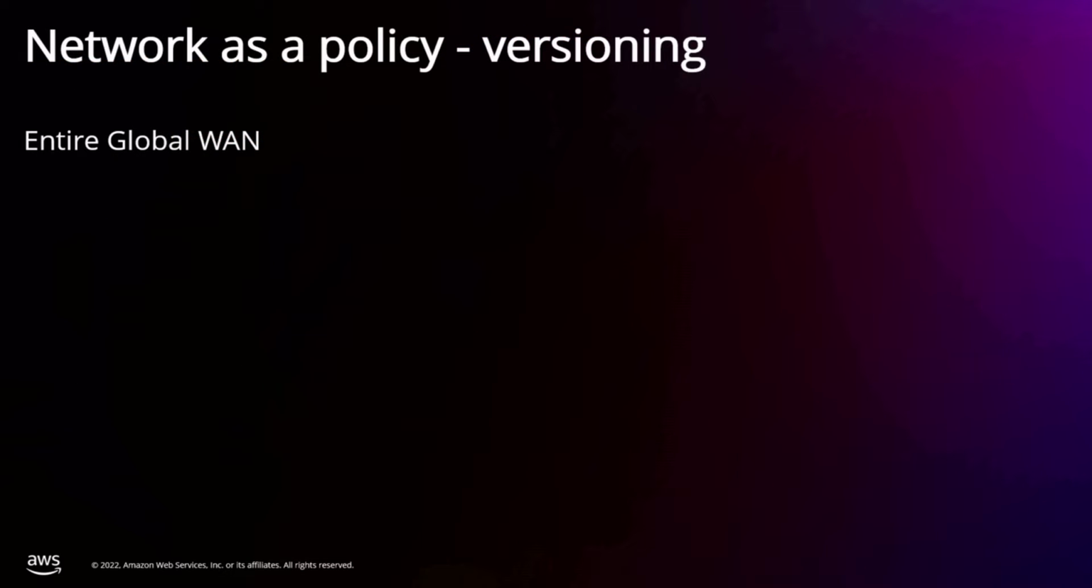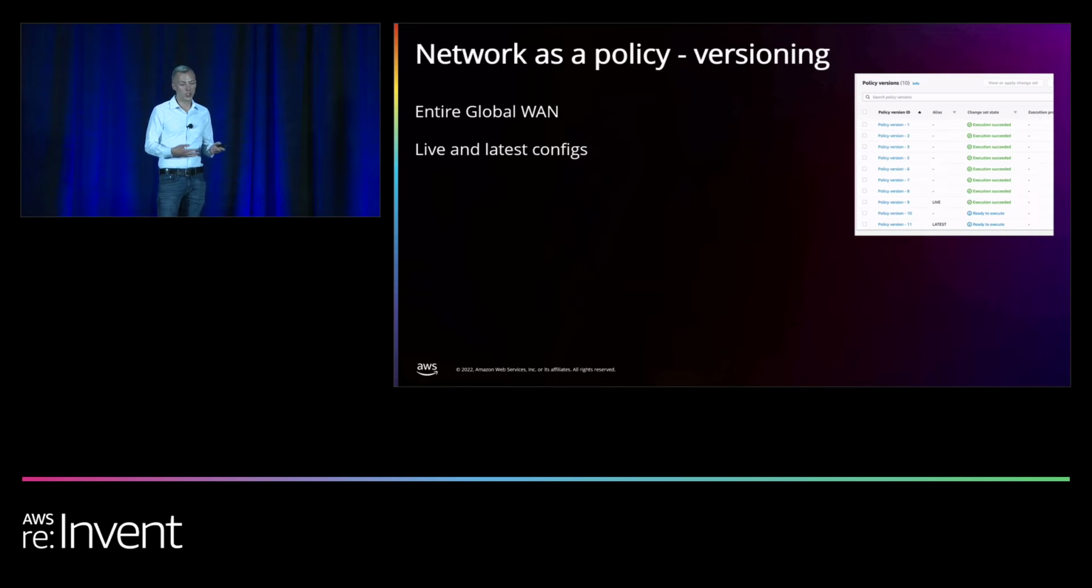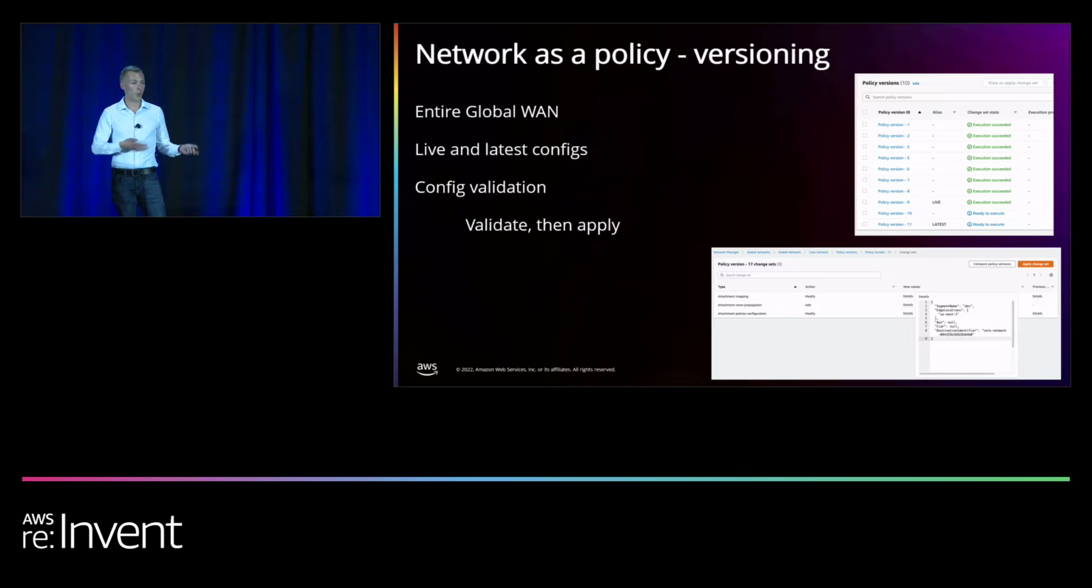Looking at the policy, we have versioning built in. So this defines your entire global WAN. There's a live and latest config. If you're familiar with routing and come from a network engineering background, very similar concept here, where you have a live config and then you have a latest config. You can also roll back and roll forward, and you have that type of versioning built in. So it's easy to roll in and out.